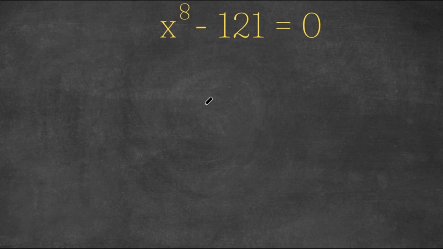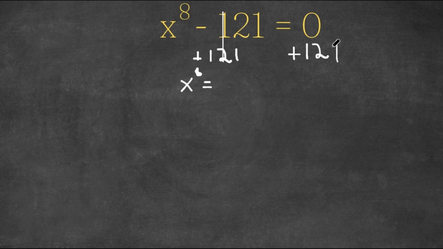In today's video, I'm going to be teaching you guys how to solve this exponential equation. So we have x to the power of 8 minus 121 equals 0. So what we're first going to do is add 121 on both sides to isolate x. We want to isolate x, so we're going to get rid of the negative 121 on this side. So these two cancel out because 121 minus 121 is 0, so we're left with x to the power of 8 equals 0 plus 121, which is simply 121.